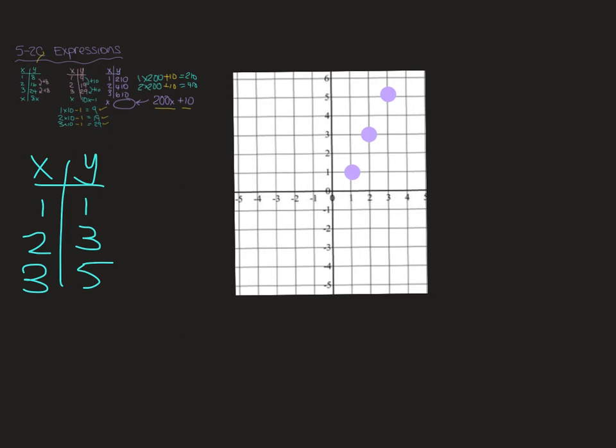Now we just do what we did before. How much am I going up? I'm going up by 2. I'm going up by 2. So I know it's a 2x pattern.